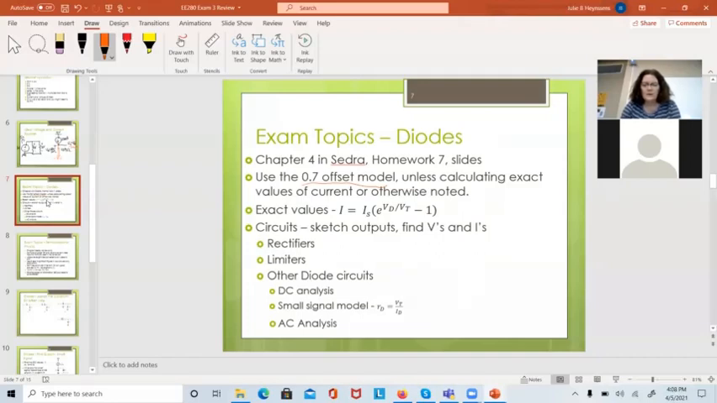If you're using exact values of current, the best exact value hand calculation you can get in a reasonable amount of time is to use this: I equals IS e to the VD over VT. VT is a number written on the front page of your exam. So be able to do that calculation. We looked at some circuits, rectifiers, limiters, and some other diode circuits. Okay, we'll talk about that in a minute.